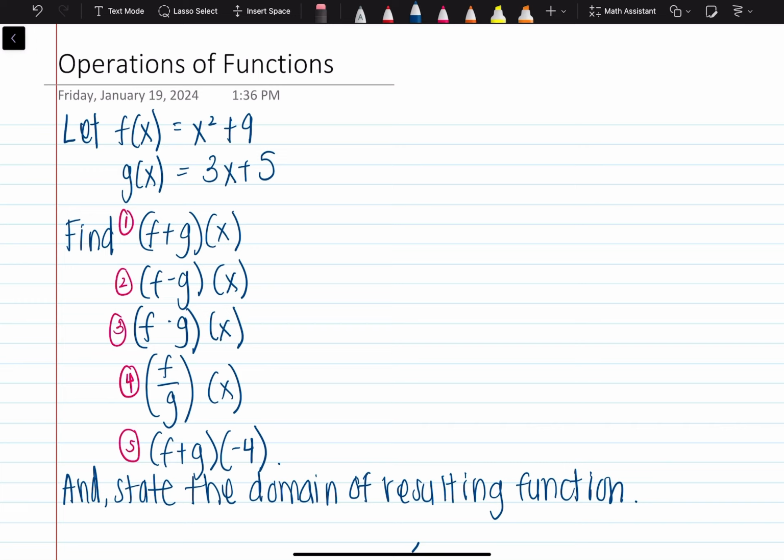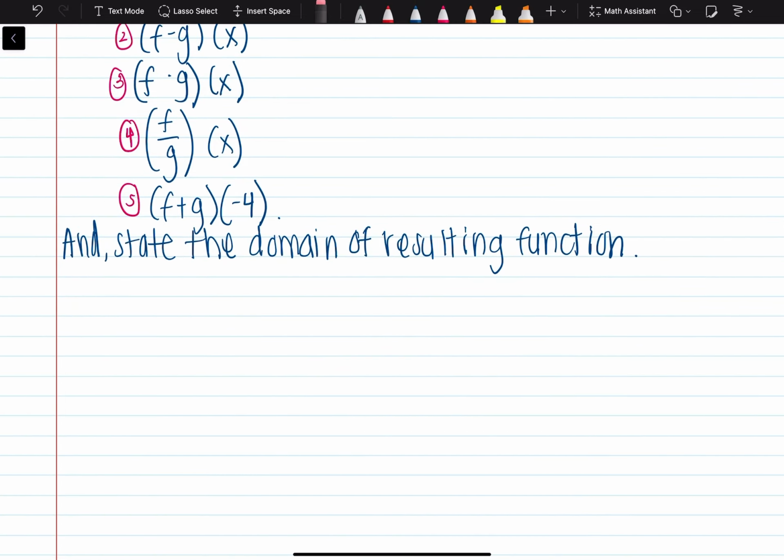So we are going to define f of x to be x squared plus 9. We're going to define g of x to be 3x plus 5, and then we're going to do these 5 things. We're going to find f plus g of x, f minus g of x, f times g of x, and lastly f divided by g of x. Oh wait, and sorry, number 5, f plus g of negative 4. In addition to doing those operations, we're also going to state the domain of our resulting function. So, we're going to go ahead and start off with number 1 and then make our way.